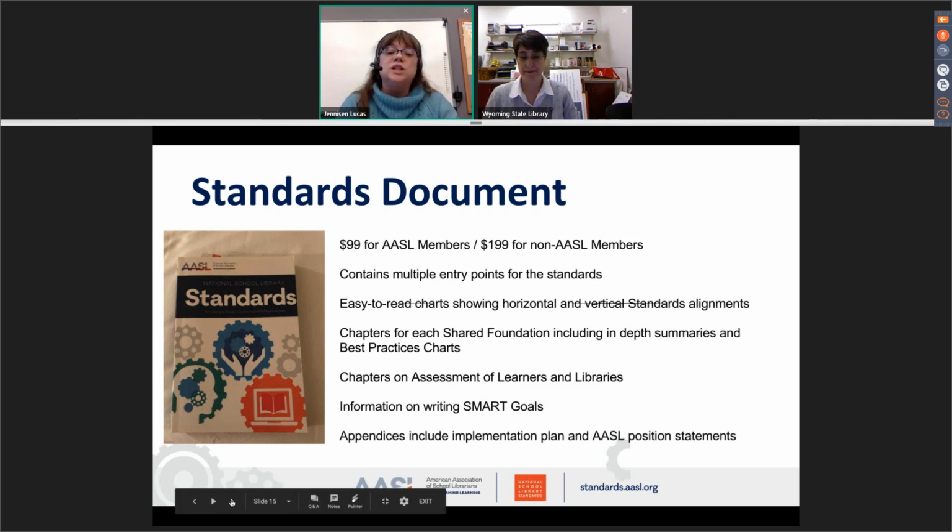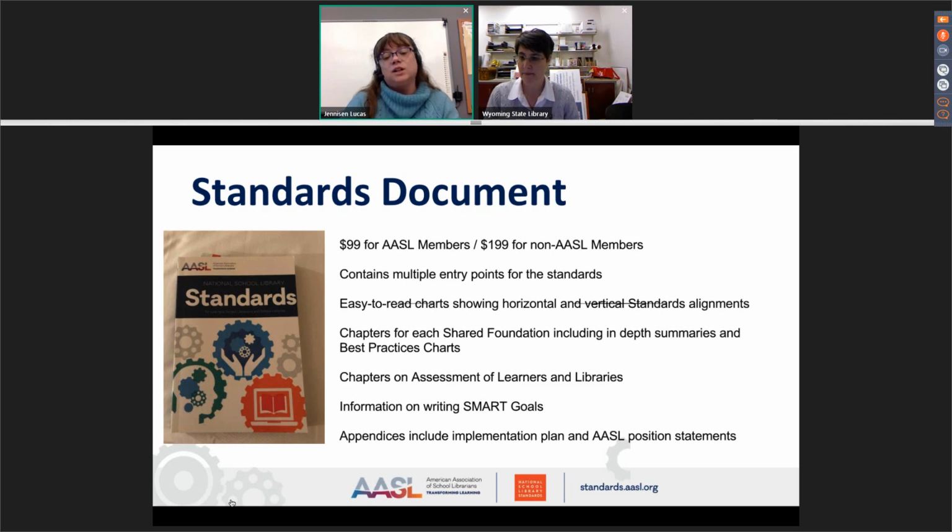And there's a whole slew of appendices that include the implementation plan and a whole bunch of AASL position statements that go right along with everything in here. So it's a really nice volume, everything that you need to know to be a librarian, with a very nice index. It's over 300 pages long. I have not read it all yet, just in case you were all wondering.